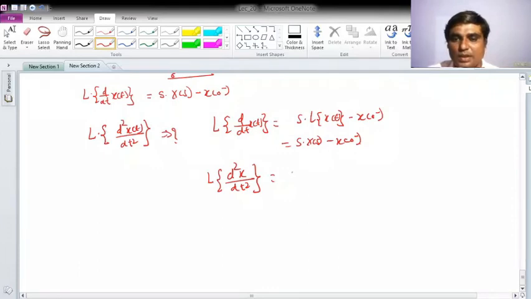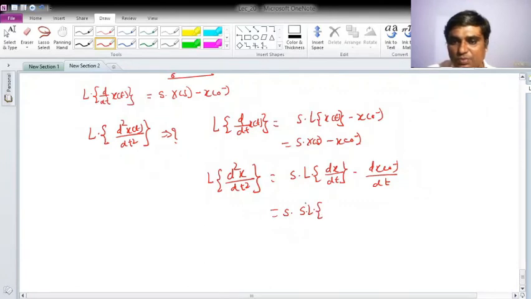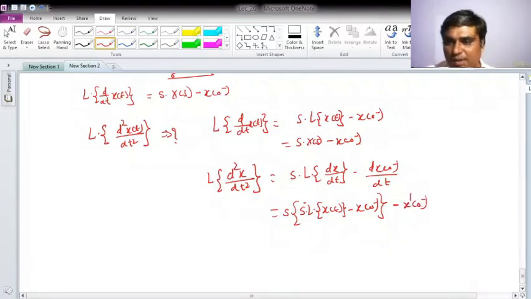So it will be s into the Laplace transform of dx by dt minus the initial condition, that is dx by dt at 0 negative. Okay, and again I will separate this. So it will be s into, again, s times the Laplace transform of x of t minus x of 0 negative, minus x prime of 0 negative. Okay, so if I combine everything, it will be s square X of s minus s x of 0 negative minus x dash of 0 negative.